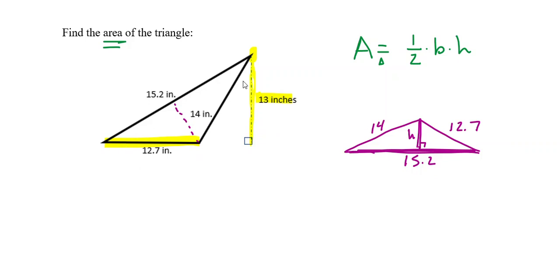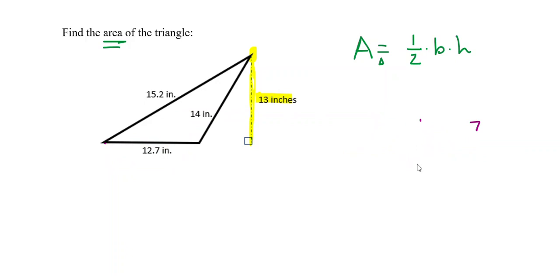And likewise, I could use the 14 inches as the base, but then we would need to know this distance straight down to the ground there. We would need to know this distance. And we don't know that distance, so we can't use the 14 inches as the base. So which one is the base is going to really depend on which one we have the height that goes with it. So the height for this triangle is 13 inches when the base is 12.7 inches. So we write that down. B equals 12.7, H equals 13, and then we fill them into our formula.